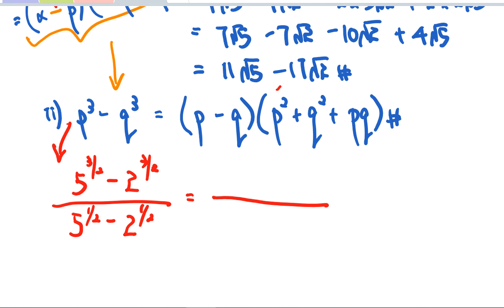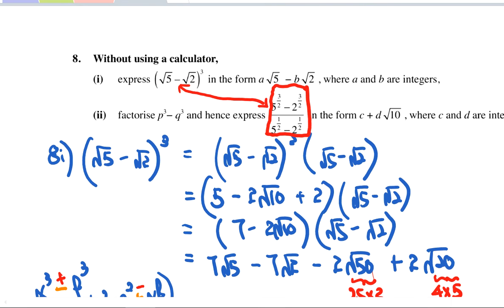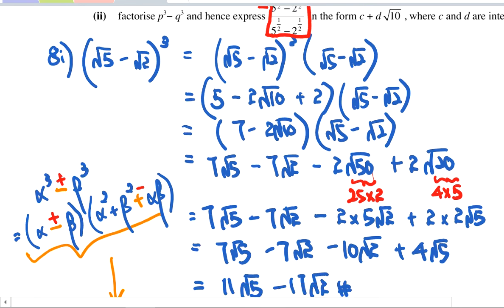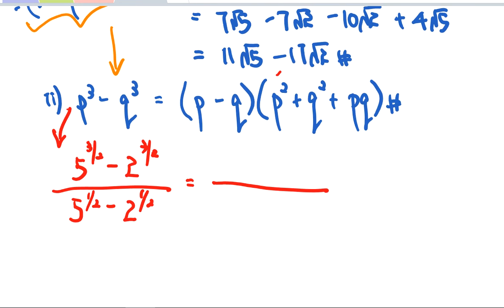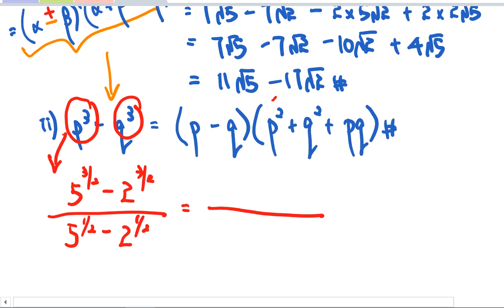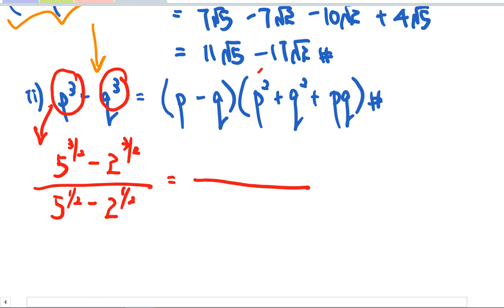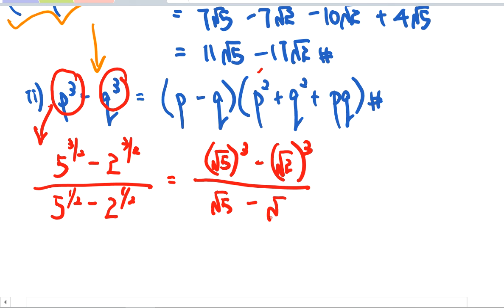Okay, why? Because I gave you the hint just now already. You need to write in terms of square root 5. If you don't write square root 5, I think you will die. You cannot do anything. And moreover, I need to make use of this idea because of the word hence. So Alex is correct. Rewrite as square root 5 to the power of 3 minus square root 2 to the power of 3. Below I write the same, square root 5 minus square root 2.